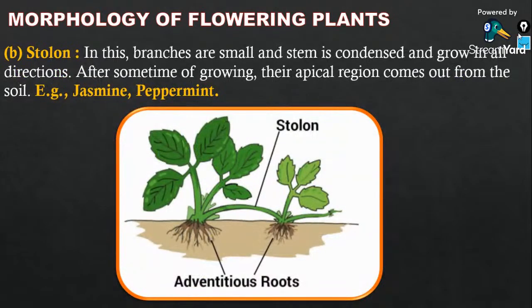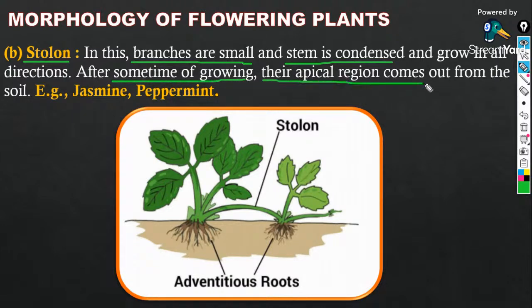Yes. Next is the stolon. Very important question. In this, branches are small and the stem is condensed and grows in all directions. After some time of growing, their apical region comes out of the soil. Example is jasmine and mint. In jasmine and mint, you will find the stolon. Their apical region would bend like this. So that is an example for a stolon. Example for stolon is jasmine and peppermint.